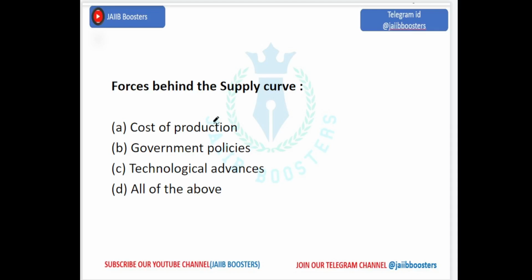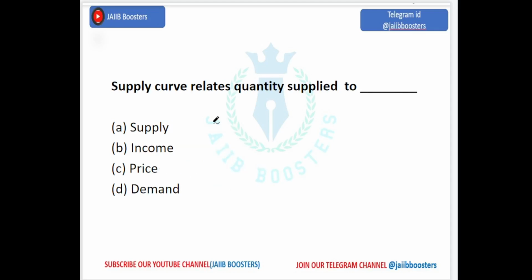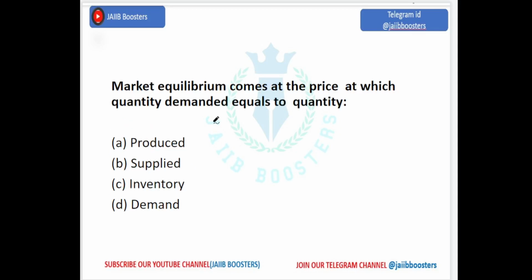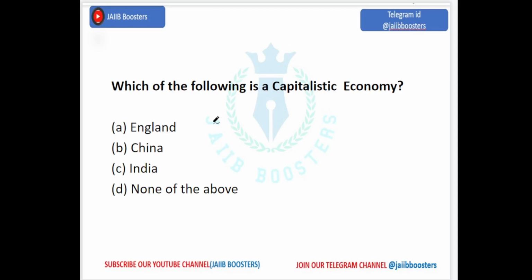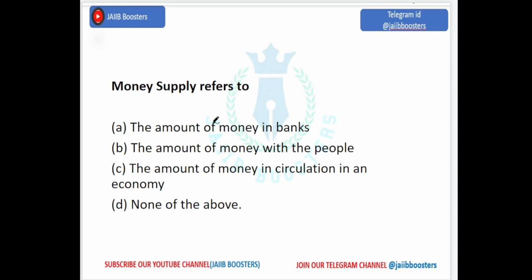Forces behind the supply curve. What are the forces? Cost of production, government policies, technological advances. All are the forces behind the supply curve. Supply curve relates quantity supplied to supply, income, price, demand. It's price. Market equilibrium comes at the price at which quantity demanded equals quantity produced, supplied, inventory, demand. It's supplied. Which of the following is a capitalist economy? England, India, China. India is a mixed economy. England is a capitalistic economy. Money supply refers to the amount of money in banks, the amount of money with the people, the amount of money in circulation in an economy.